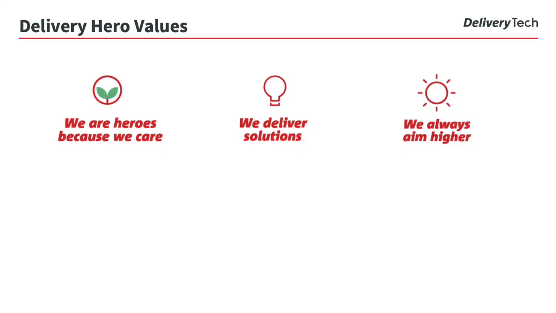We have 3 values in Delivery Hero. The first one is that we are heroes because we care, we deliver solutions, and we always aim higher. And these 3 values always reflect our performance as a company. So, for example, in your self-appraisal or performance review, we will ask you about what you did against these 3 values. For example, here, employees' performance is based on the Delivery Hero values.